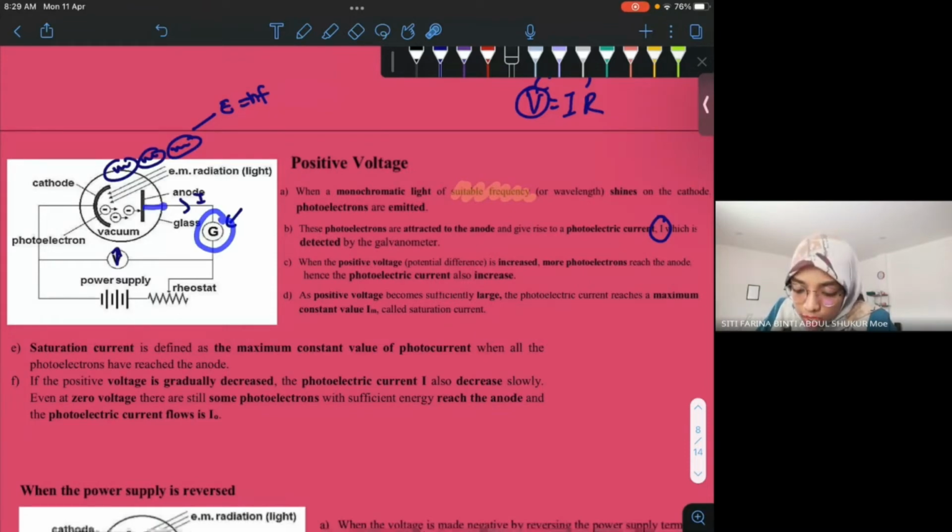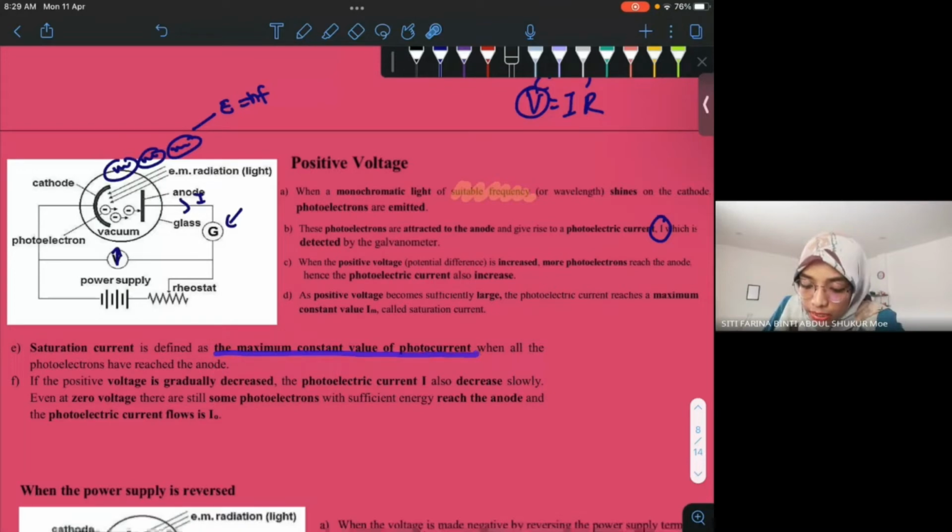When you have more current flowing in the circuit, at one particular point, when you have adjusted up to a sufficiently large positive voltage, maksudnya ini yang paling maksimum dah lah. Okay, current yang akan lalu dekat sini dah reach a constant current. Kita panggil dia saturation current. This saturation current is the maximum constant value of photocurrent.